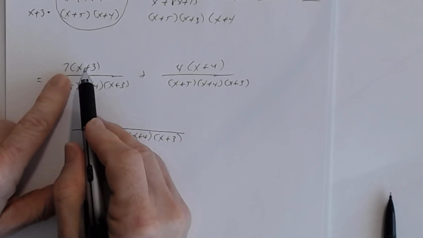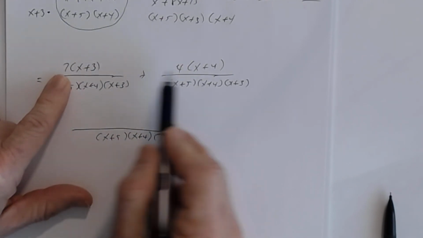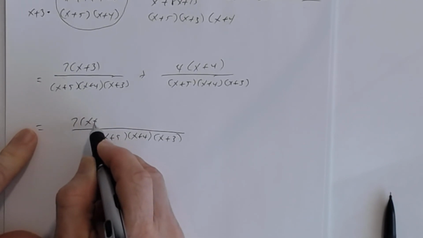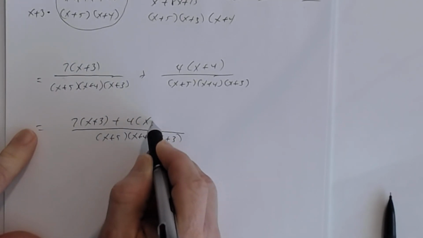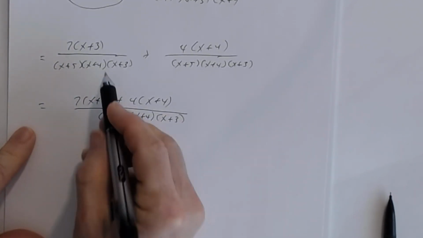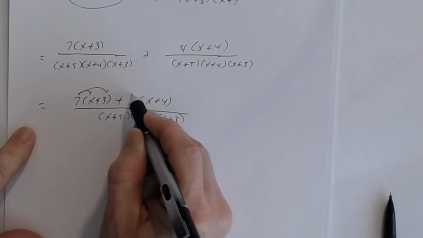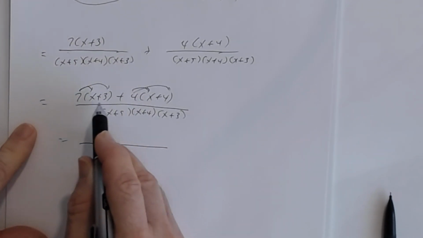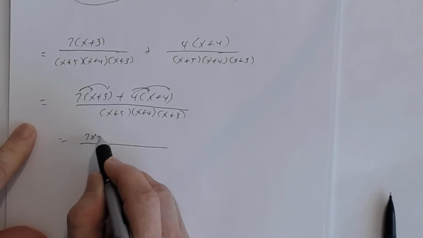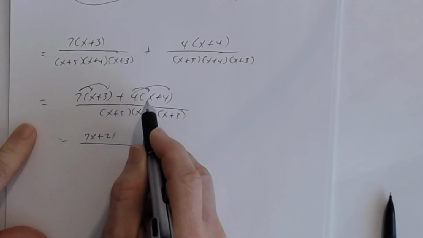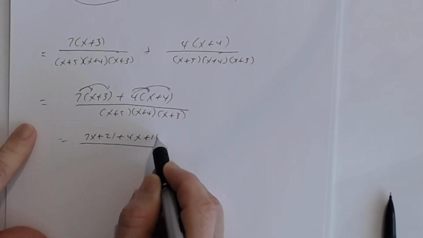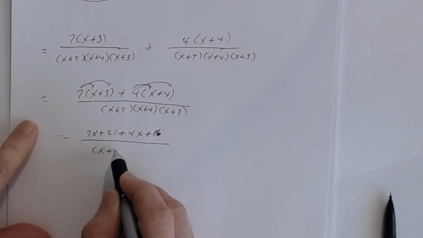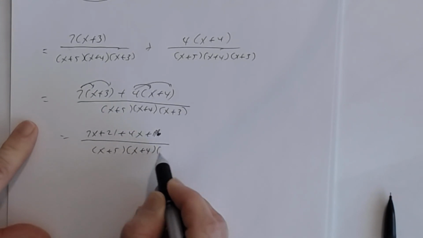And now you're going to say this plus this in the numerator: 7 times x plus 3 plus 4 times x plus 4. And now get rid of the parentheses. Distribute now. So in the numerator, I get 7x plus 21. And then over here, distribute the 4, I get 4x plus 16. Divided by the LCD, which is x plus 5, x plus 4, x plus 3.